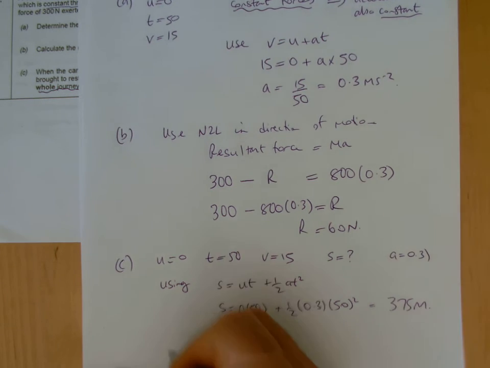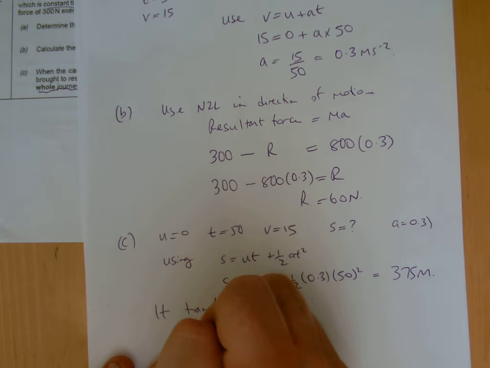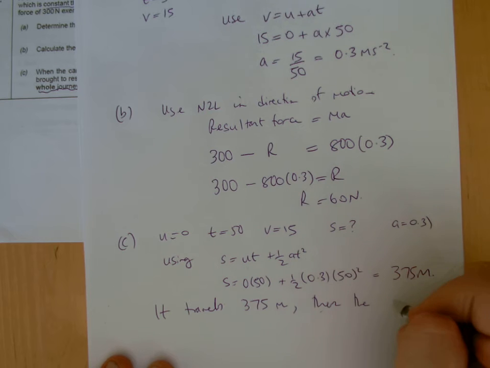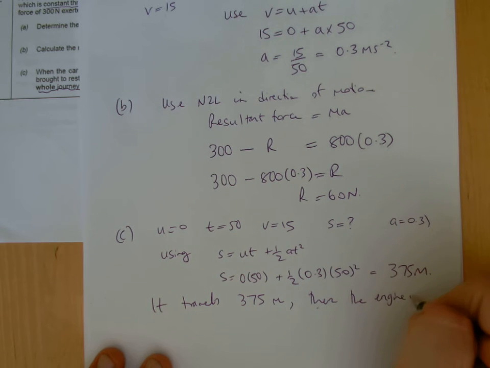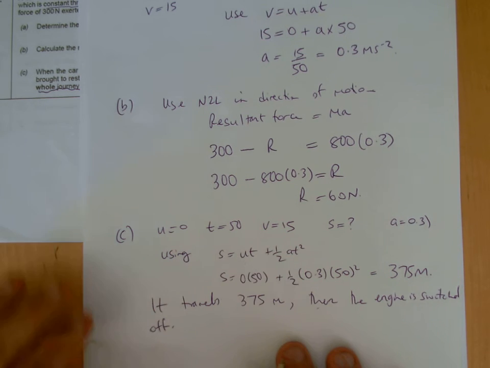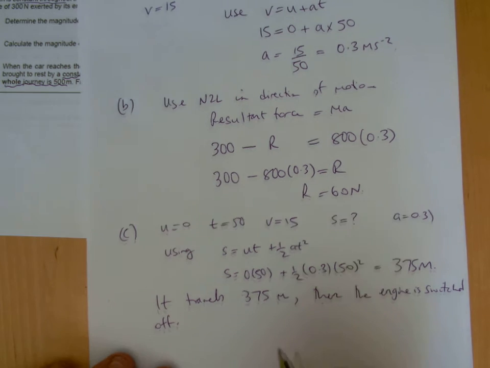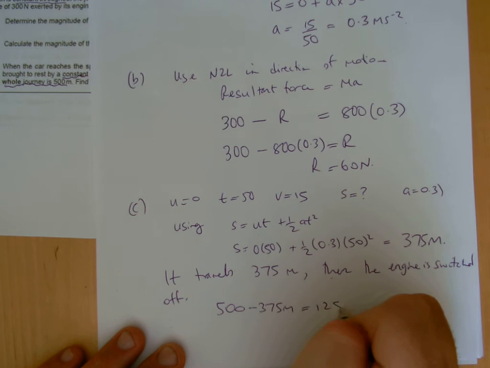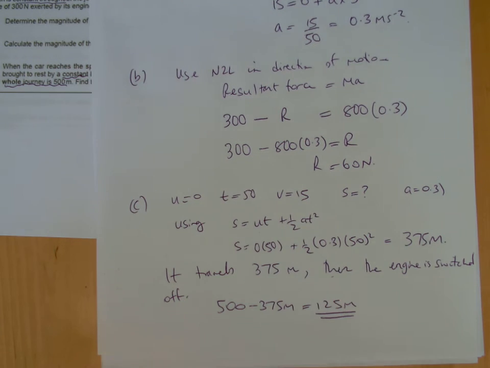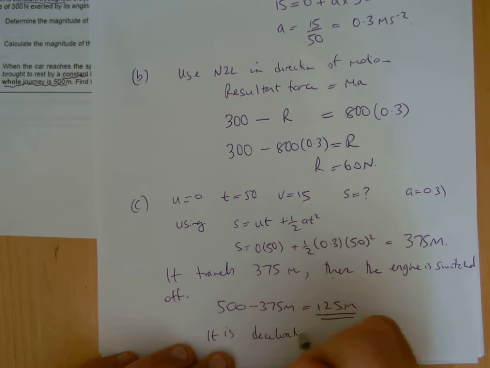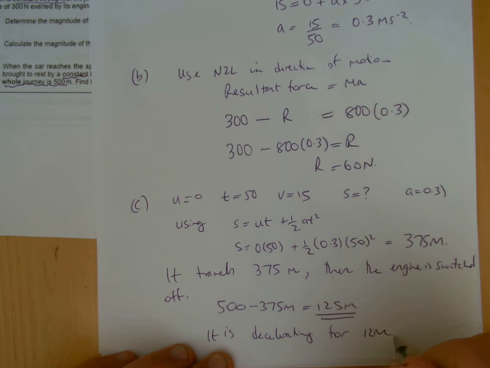So it travels 375 meters, then the engine is switched off. So if it travels in total, what's the whole journey total? 500 meters. So basically then, 500 take away 375 meters is 125 meters. Okay, so in a way it's slowing down, it's decelerating for 125 meters, the remaining part of the journey.